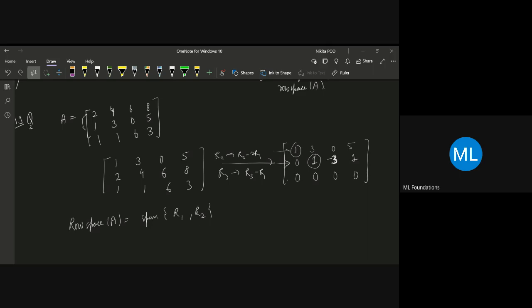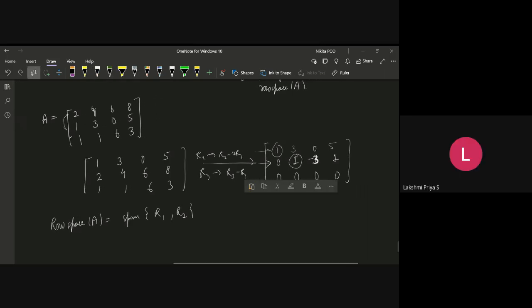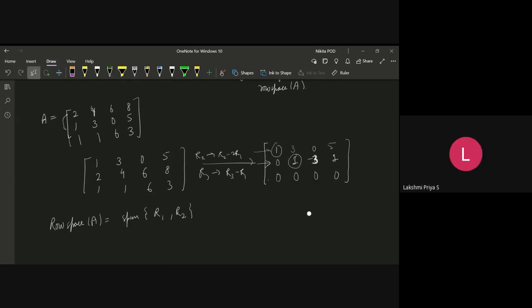Is this calculation right? I don't think I've made a mistake. After reduction, the second row is (0, -2, 6, -2), right? Yes, but again you can divide it by -2 and it becomes this.